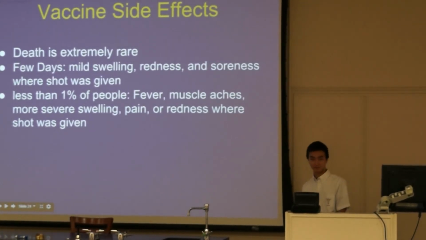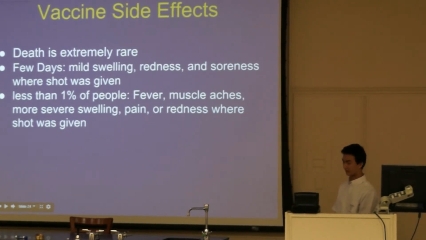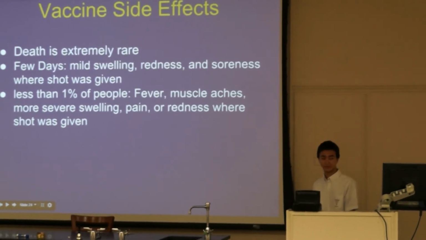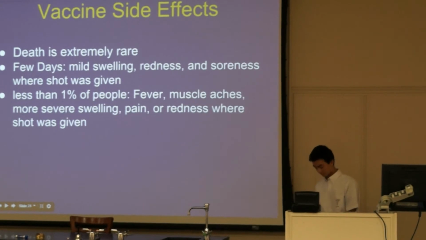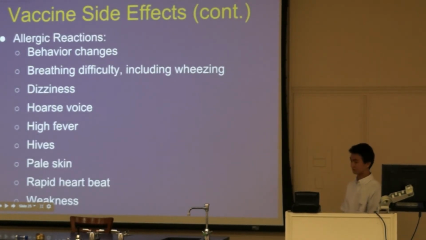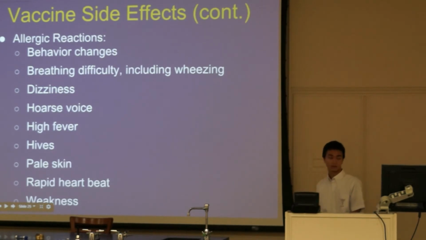The vaccines have side effects, but they're not bad. Death is extremely rare. Within a few days of getting the shot, mild swelling, redness, and soreness where the shot was given might occur. Less than 1 percent of people who have the vaccine have fever, muscle aches, or more severe swelling, pain, or redness where the shot was given. There are also side effects where people can have allergic reactions to the ingredients. They can have behavioral changes, breathing difficulty including wheezing, a hoarse voice, high fever, hives, pale skin, rapid heartbeat, and weakness.